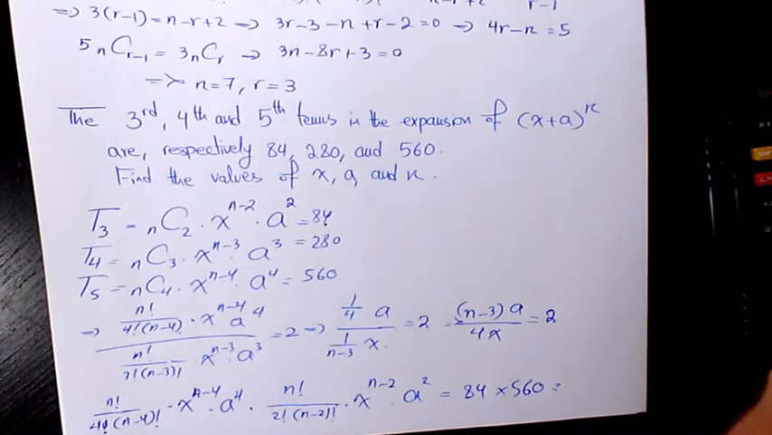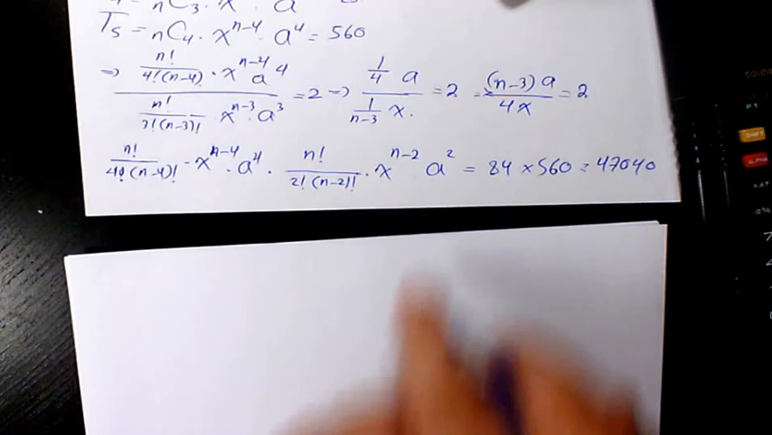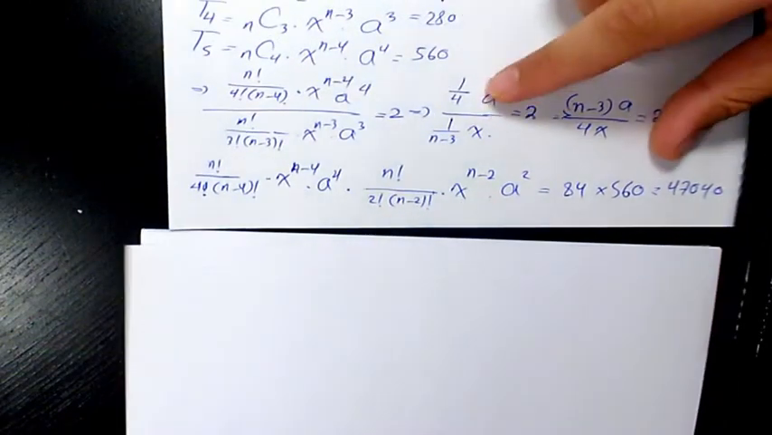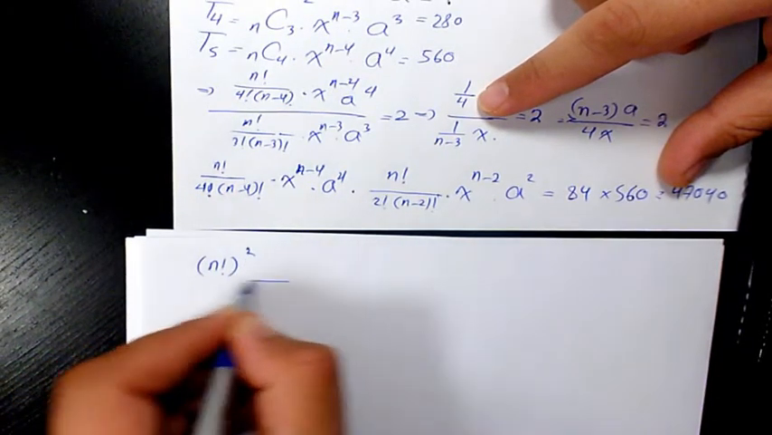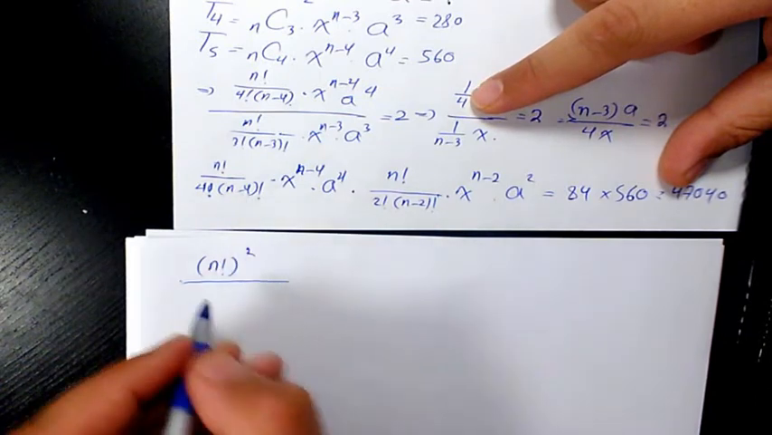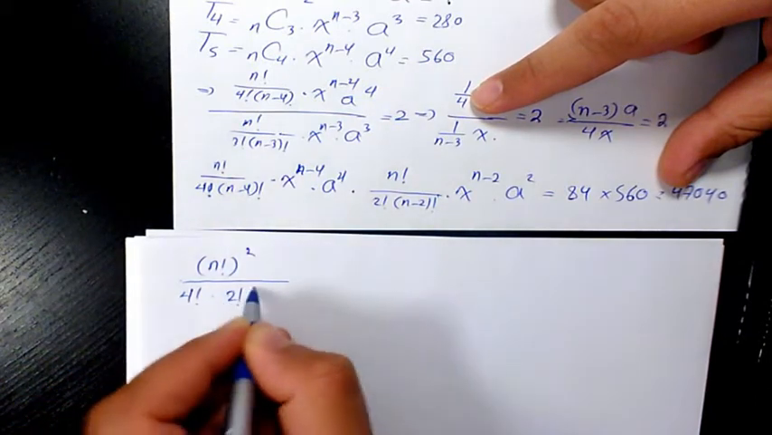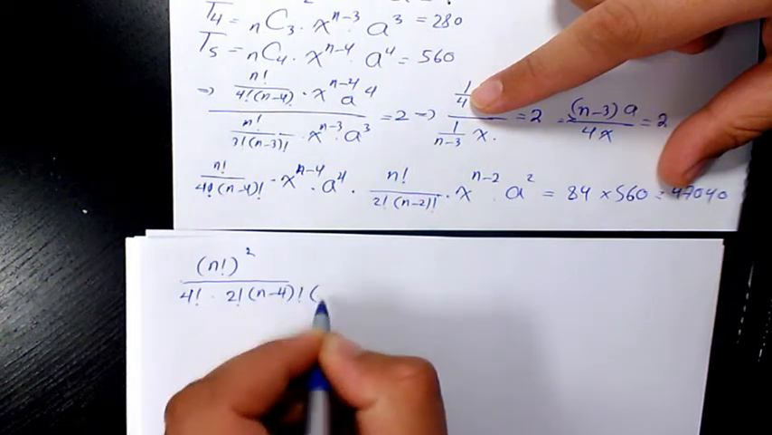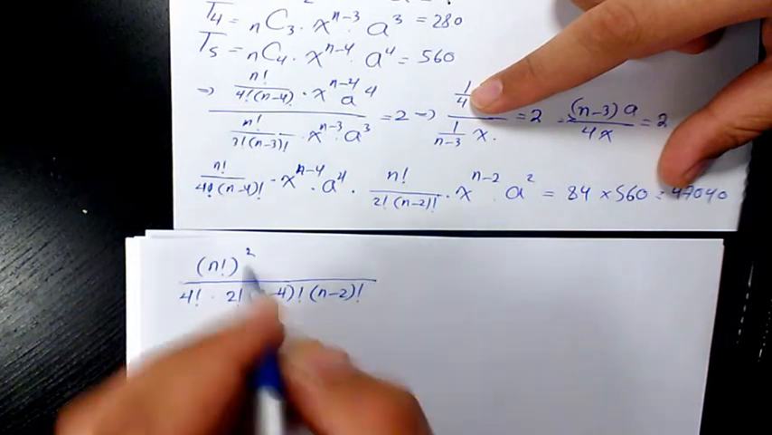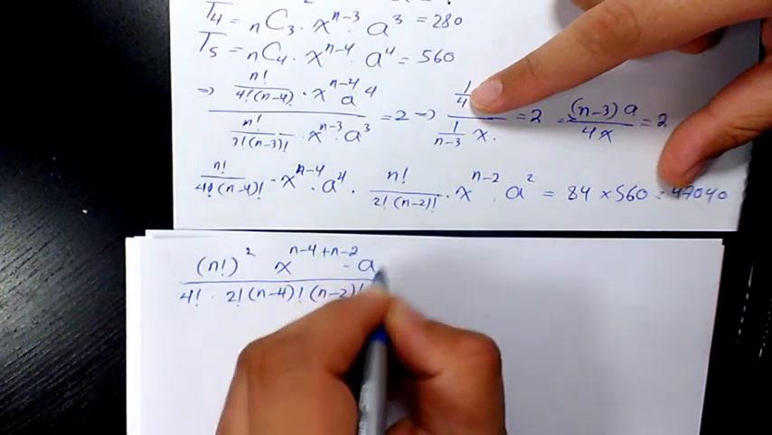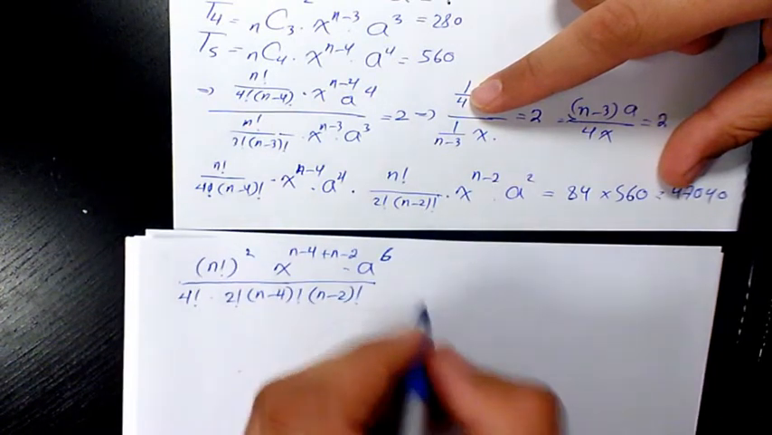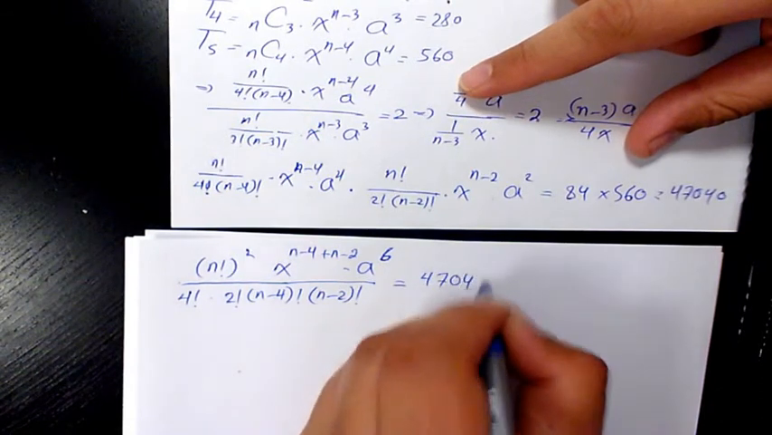560, which will be 47040. Then when you simplify it, that's going to be n factorial to the power of 2 over 4 factorial, 2 factorial, (n minus 4) factorial, (n minus 2) factorial, times x to the power of (n minus 4) plus (n minus 2), times a to the power of 6. That's going to be 47040.